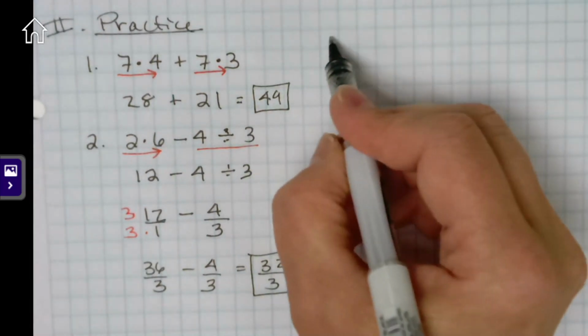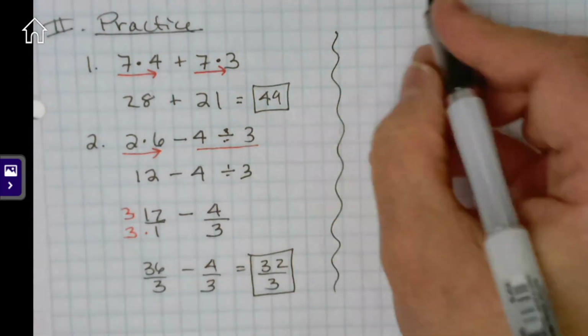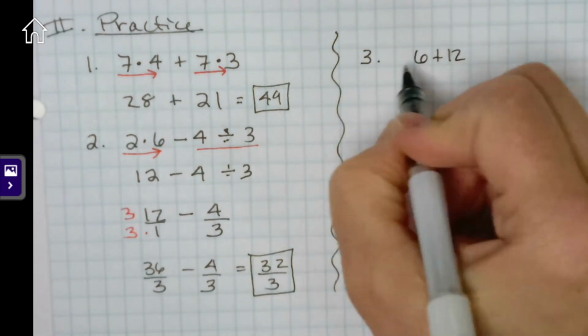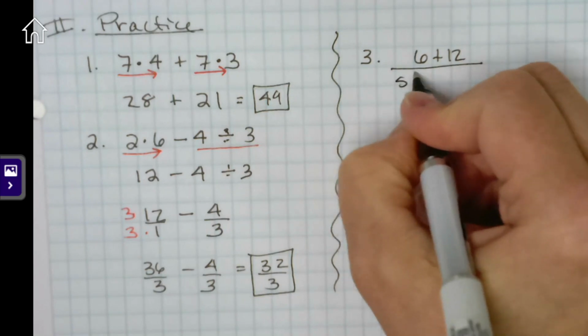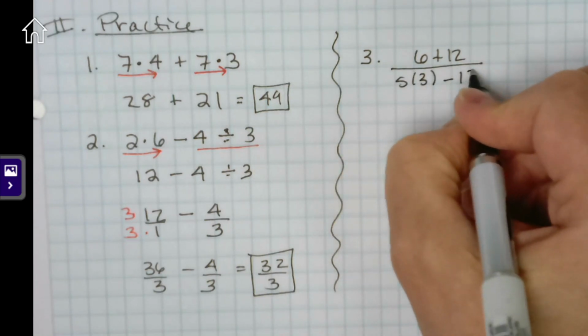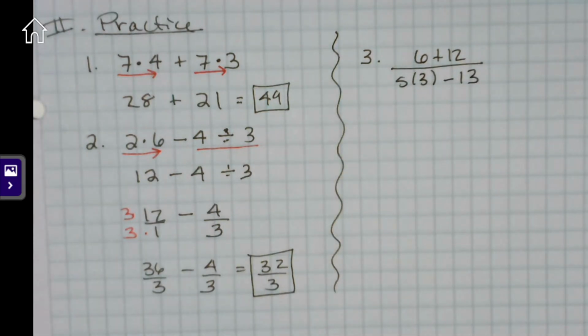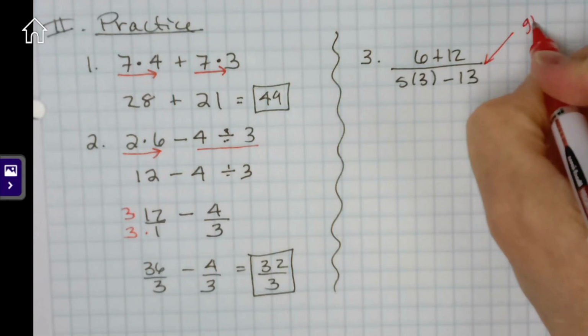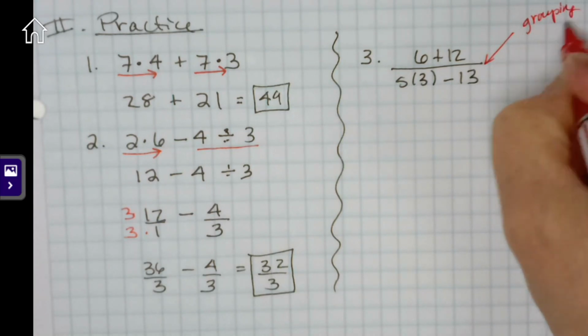All right, we're going to do one last one before we move on. This is number 3. 6 plus 12 over 5 times 3 minus 13. Okay, a fraction bar is a grouping symbol.